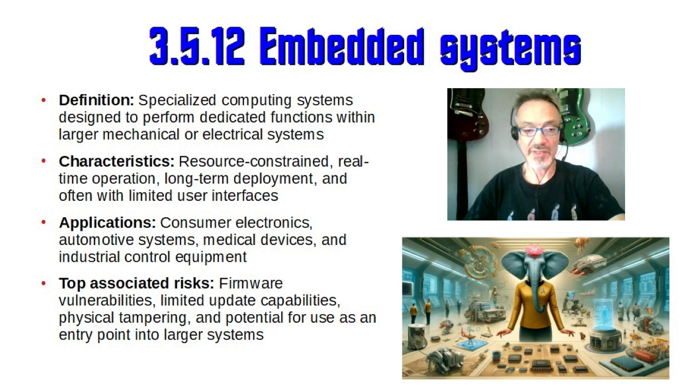3.5.12 Embedded Systems. Definition: these are specialized computing systems designed to perform dedicated functions within larger mechanical or electrical systems. The characteristics that the exam could cover: they are resource constrained. These resources usually have limited processing power, a lot like our IoT. In fact, many of our IoT stuff are embedded systems.